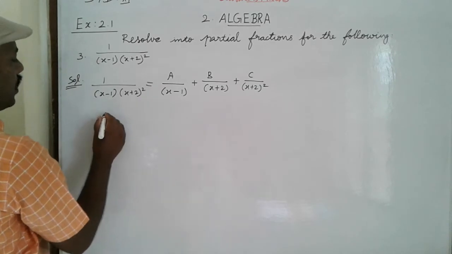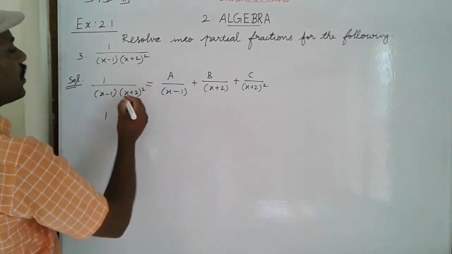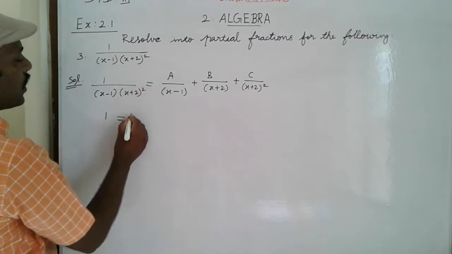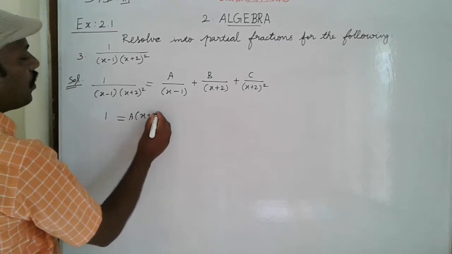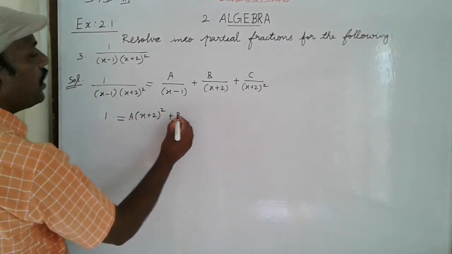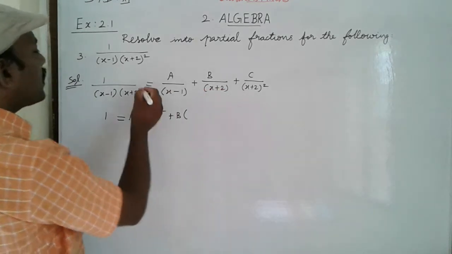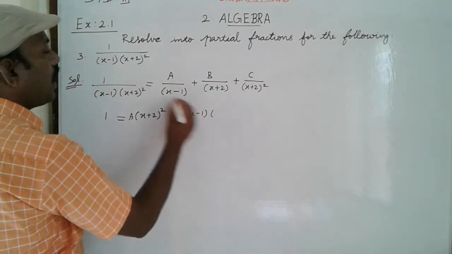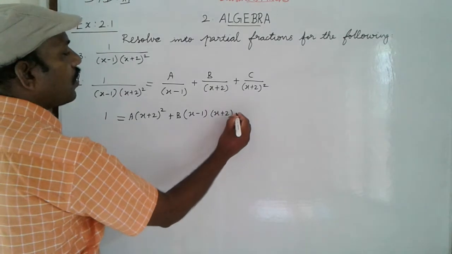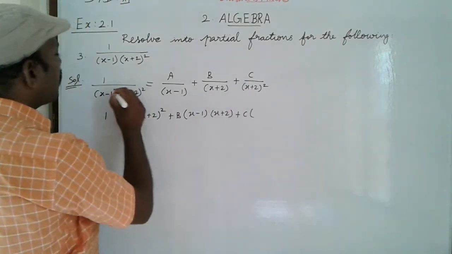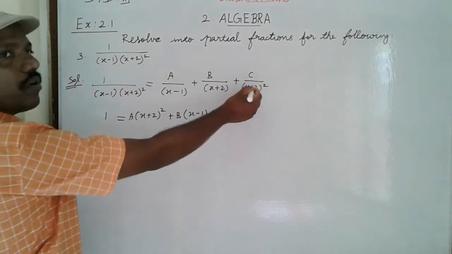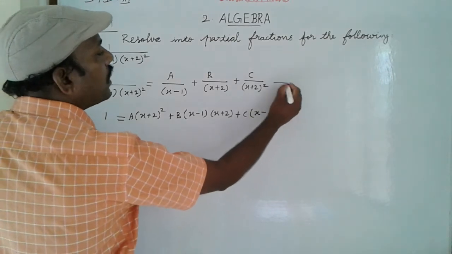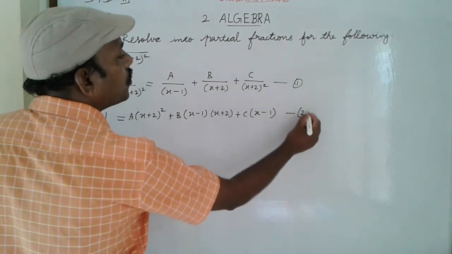Cross multiply here: 1 equals a into (x minus 1) into (x plus 2) whole square, where x minus 1 cancels, so a into (x plus 2) whole square, plus b into (x plus 2) whole square, one time cancels, so remaining is (x minus 1) into (x plus 2), plus c into, x plus 2 whole square cancels, remaining is x minus 1. This is equation number 1, this is equation 2.